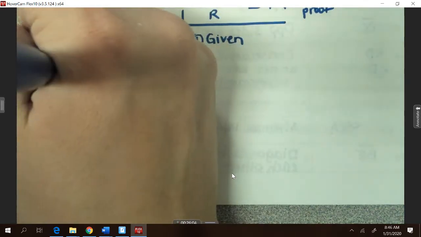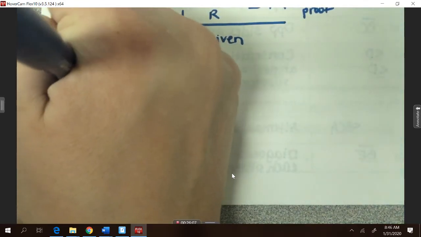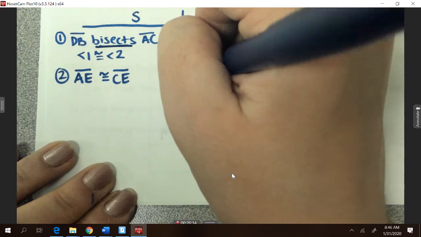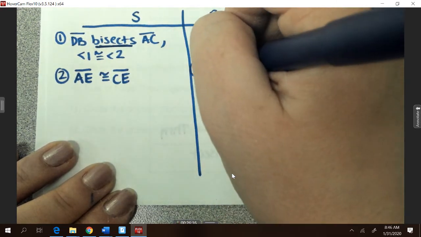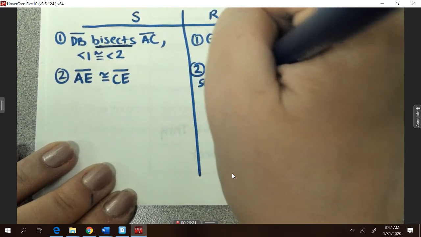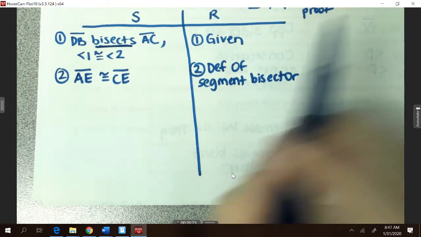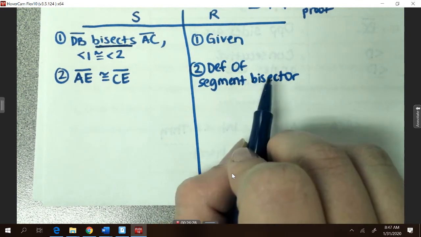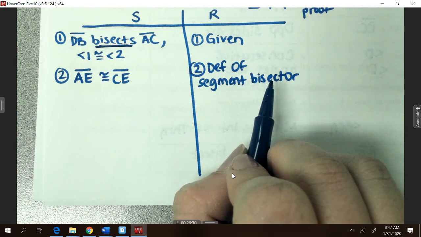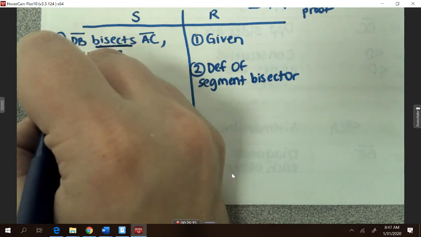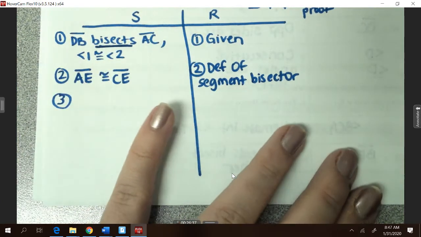Okay, so I'm going to say that segment AE was congruent to segment CE. And I'm going to say the reason why I could say that was because of that word bisect. Definition of segment bisector. Okay. Again, in the vocabulary review that you did, I had you match up the definition of segment bisector with its description.